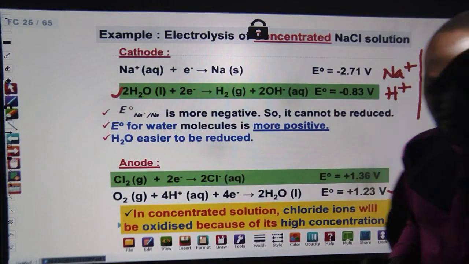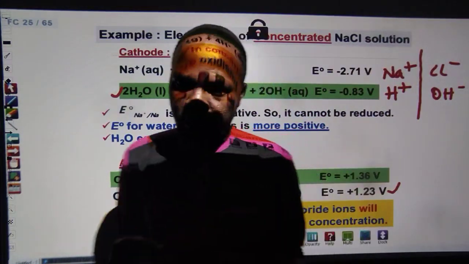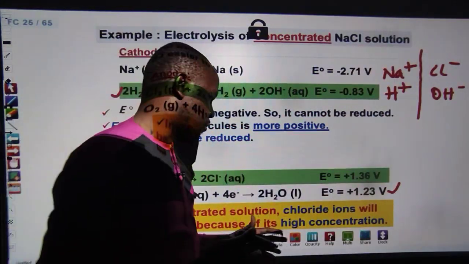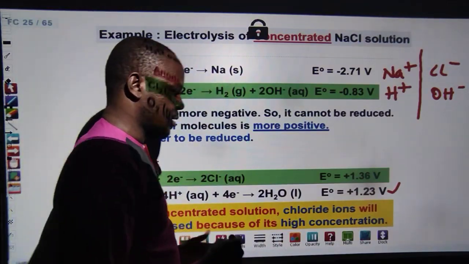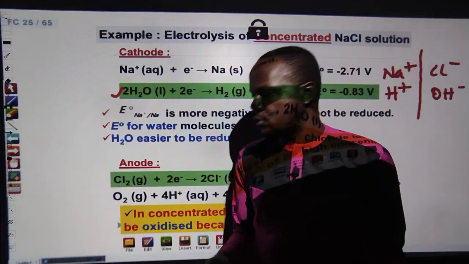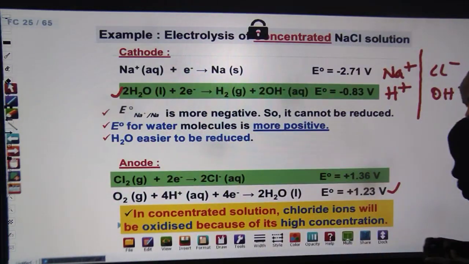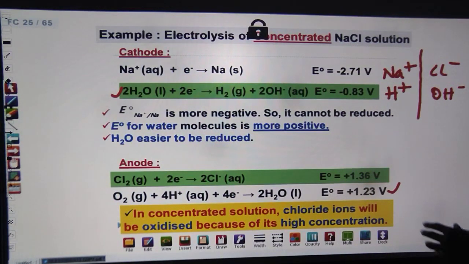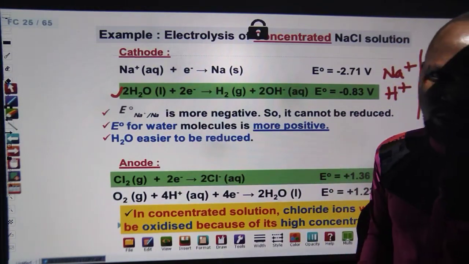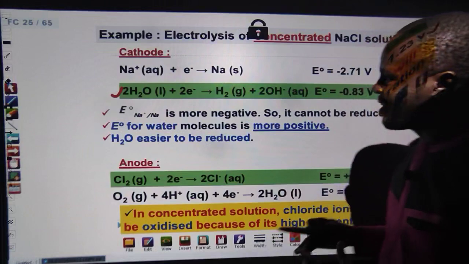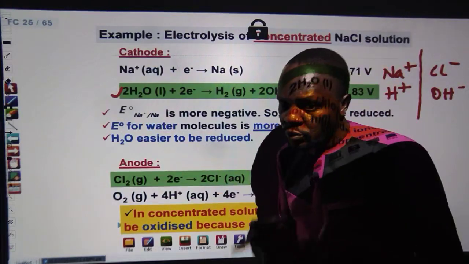I hope you are following. It should have been that, but because we are talking about concentration, the concentration of chloride ion is more than that of oxygen. Because of that, the one with higher concentration will be oxidized, will be discharged, will be preferred. And these are the terminologies and logic we use in electrolysis.